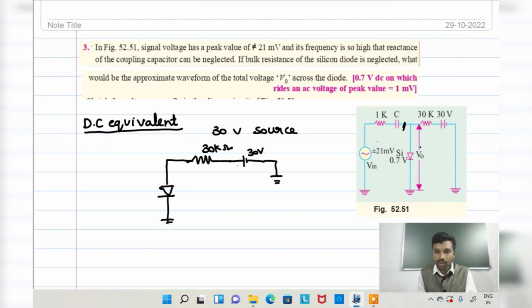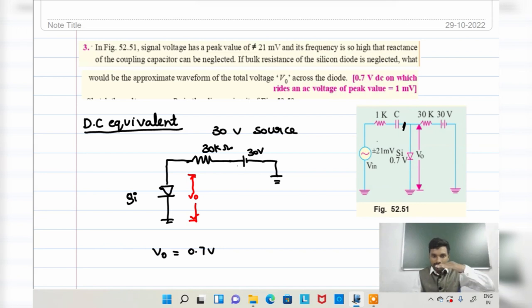Now this is the voltage across this silicon diode. What amount of voltage is present? It is a silicon diode, so the voltage across this diode is V0. Okay, this is V0. So I can know the V0 value directly: V0 is equal to 0.7 volt DC. Okay, the first portion is done. Once you give this particular circuit your DC voltage, the waveform is 0.7 volt DC.